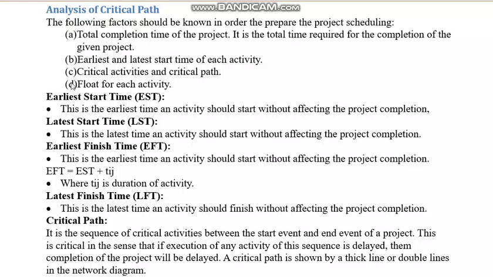Okay, now you understood the 4 times like this: earliest start time, earliest finish time, latest start time, and latest finish time. Okay, now let us see the definition of critical path.